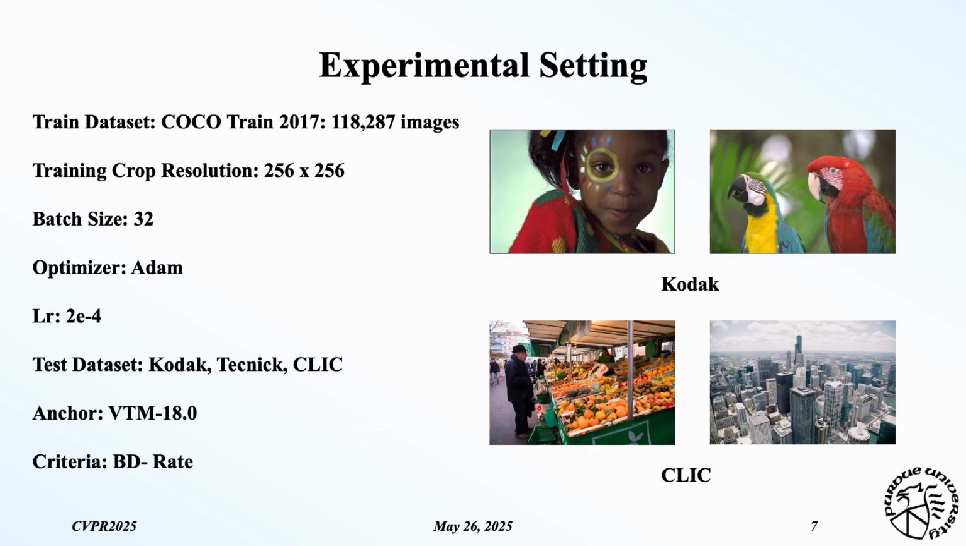For the experiment, we use COCO train set. We random crop 256 by 256 patches during training. Test set is Kodak, CLIC, and Tecnick. The anchor is VTM18. We use BD rate to assess the performance.